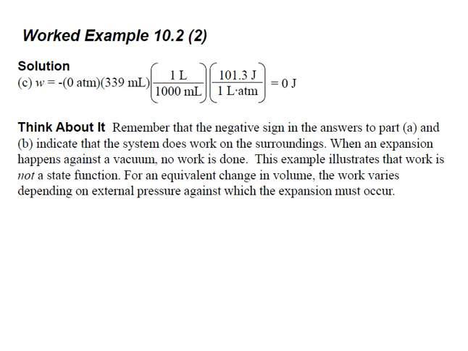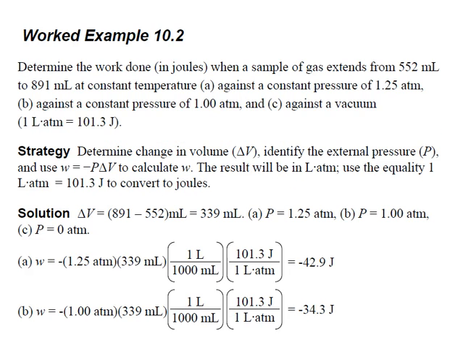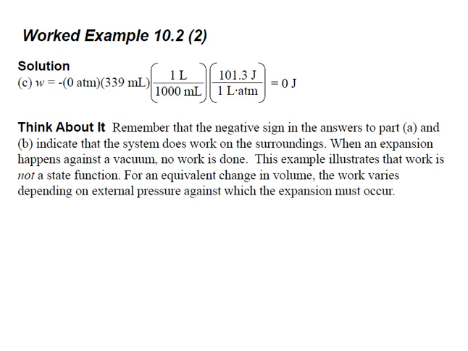And then in part C, it says to look at it against a vacuum. A vacuum is where you have 0 pressure. So in a vacuum, if it's 0, everything cancels out and you get 0 joules. So that's just to illustrate that it will be 0 in a vacuum.